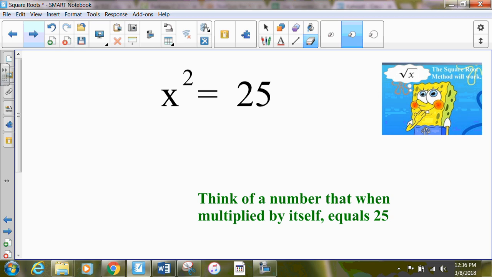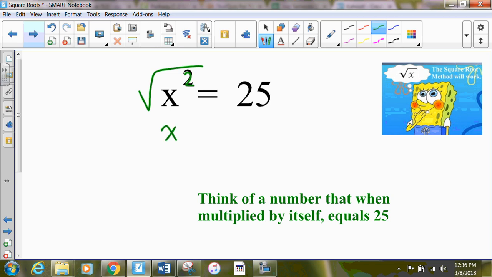So do you know what the opposite of a square is? That's right, it's a square root. So to get rid of this square, what I have to do is take the square root. Because the square root of a square, they cancel each other out, and we're just left with an x. But remember, whatever I do to one side, if I'm going to take the square root of the left side, I have to take the square root of the right side, or the other side.